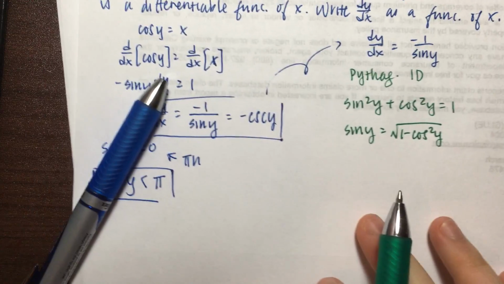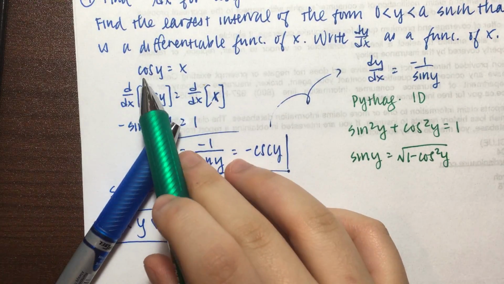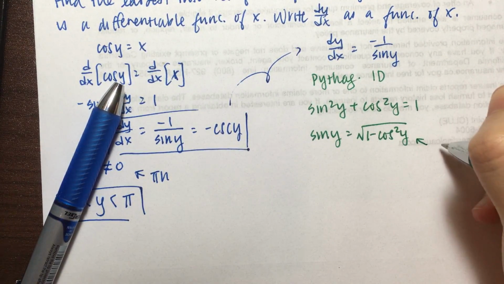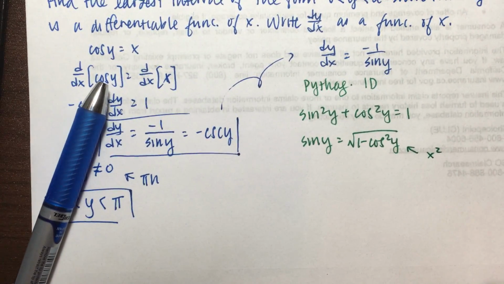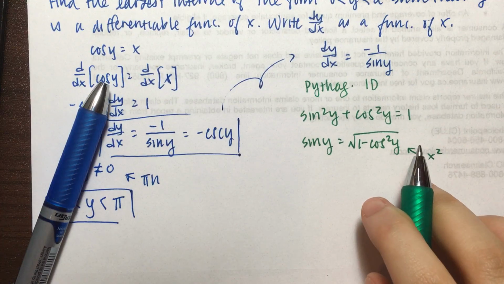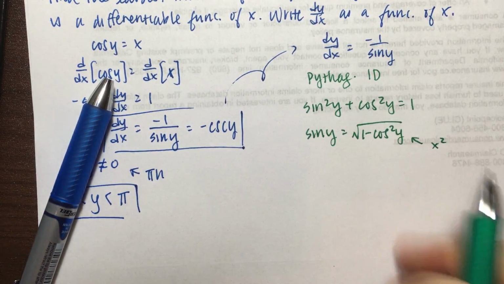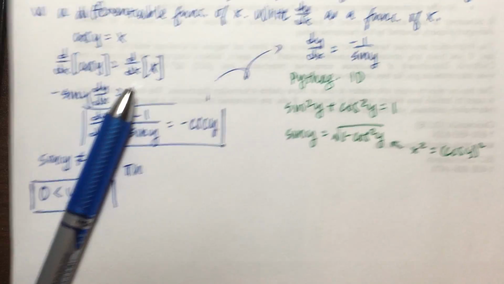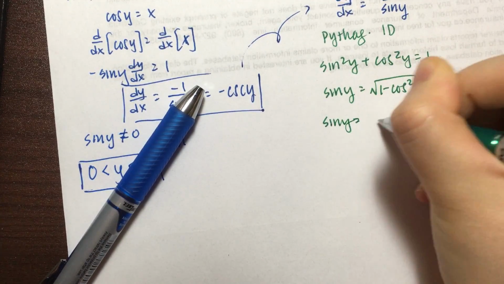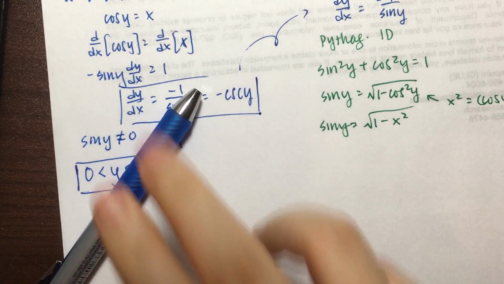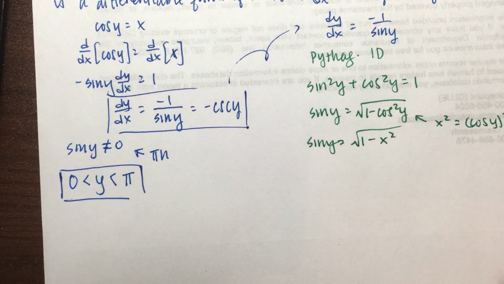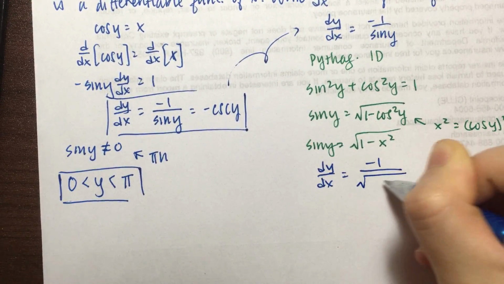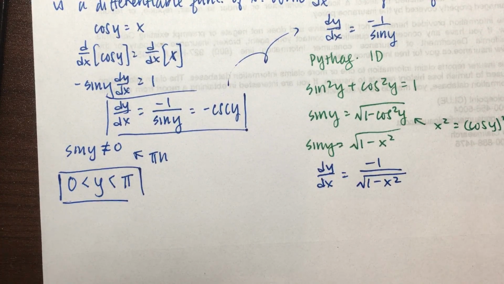But you can look back to the original function, and the original function says that cosine y is equal to x. So that means we can replace this part with x squared, because that is cosine squared y. So sine y is equal to the square root of 1 minus x squared. And then that is where we can rewrite it as dy/dx is negative 1 over the square root of 1 minus x squared.